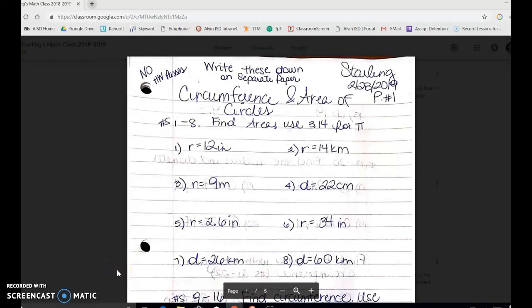Okay, so looking at this assignment for tonight's homework, you have to write down the problems, which you should have done already, and then you need to solve for the area and circumference. For questions 1 through 8, it says find the area and use 3.14 for pi, right? All right, so let's look at question number 3, since I think I might have done 1 and 2 in some of your classes.